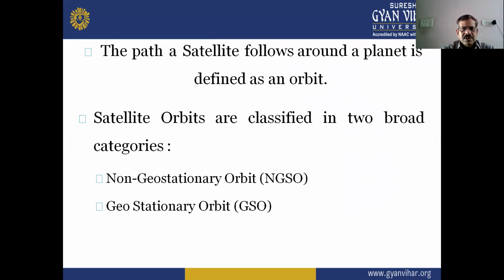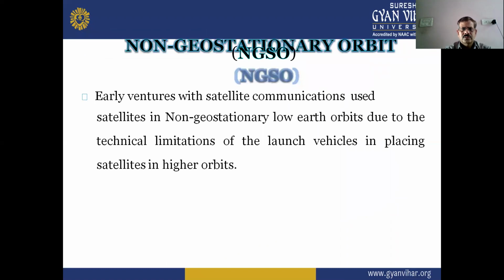The path a satellite follows around a planet is defined as an orbit. Satellite orbits are classified in two broad categories. First one is non-geostationary orbit, NGSO, and second one is geostationary orbit, GSO. Early ventures with satellite communication used satellites in non-geostationary low Earth orbit due to the technical limitations of the launch vehicles in placing satellites in higher orbits.